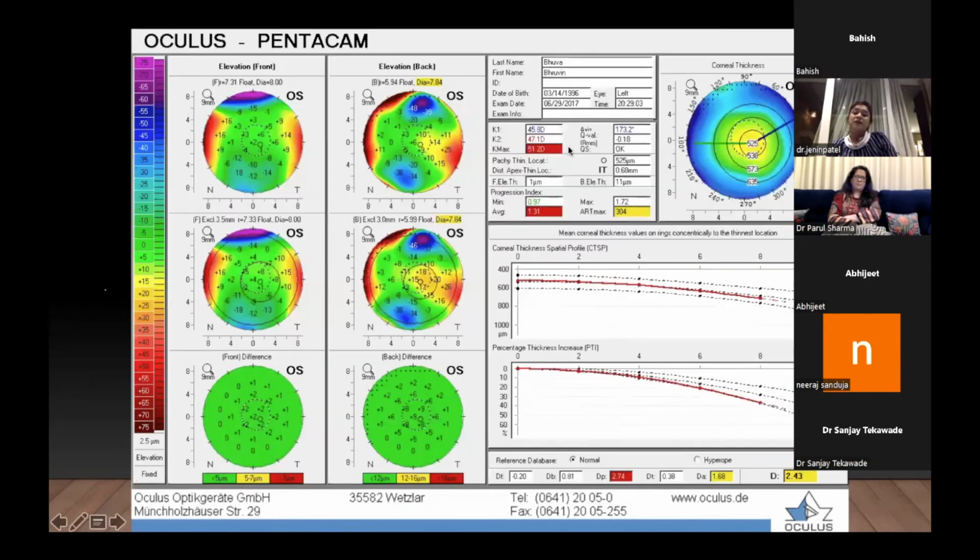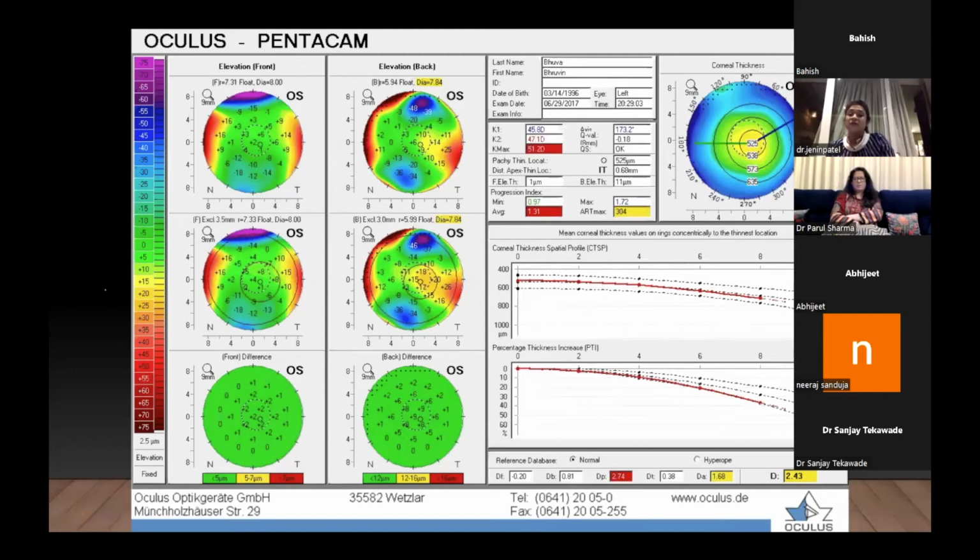When we look at the Belin-Ambrosio display, the back surface probably raises little suspicion, but when we look at the difference between the two, it gives us a clear zone. Again, looking at the pachymetry progression, it's giving us a clear zone. The only criterion we have is 51.2, which is a high risk criterion.